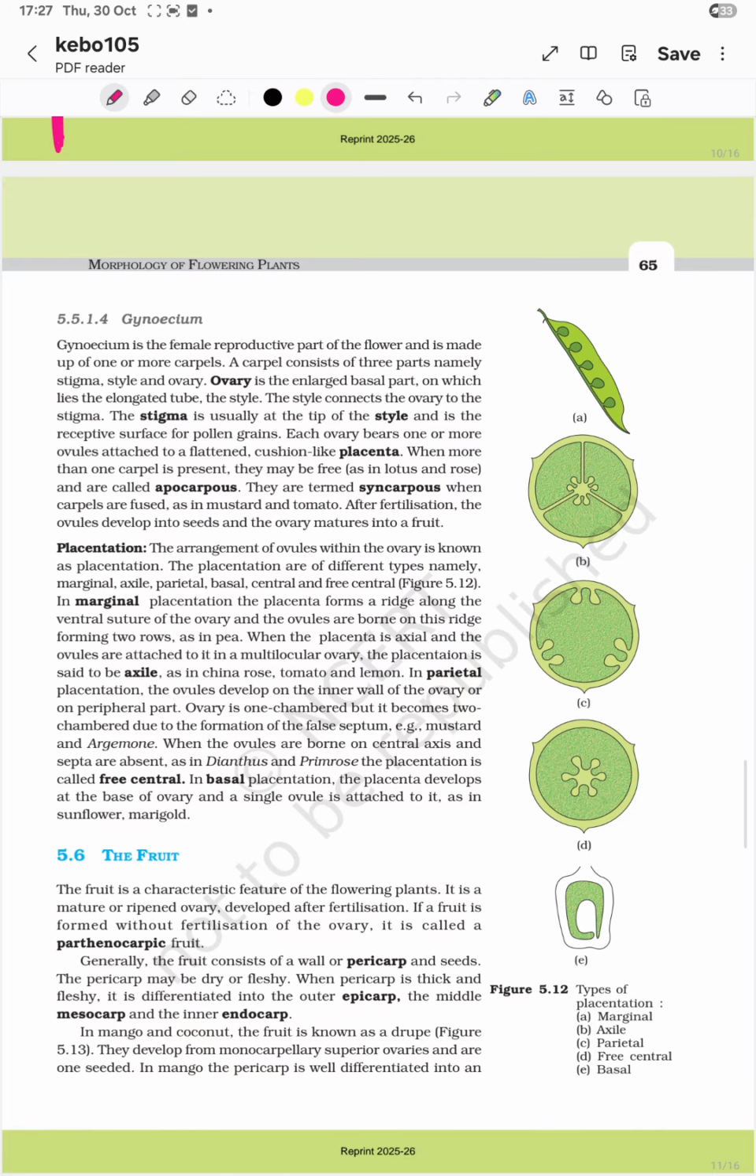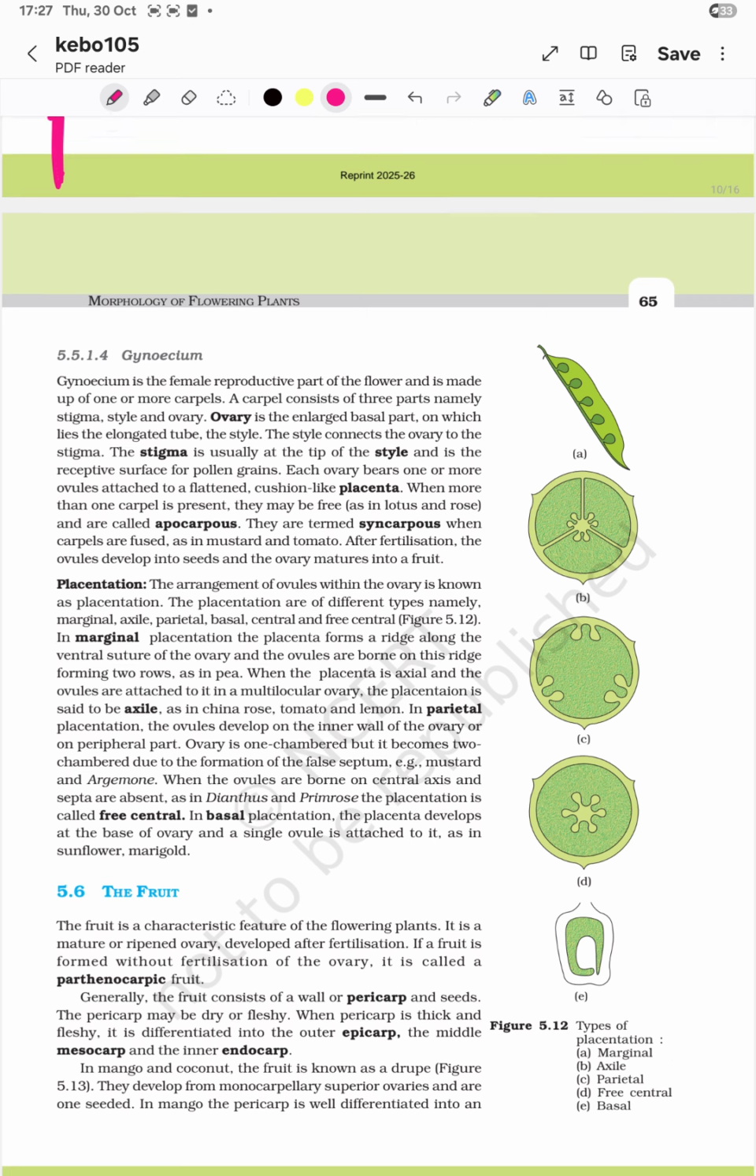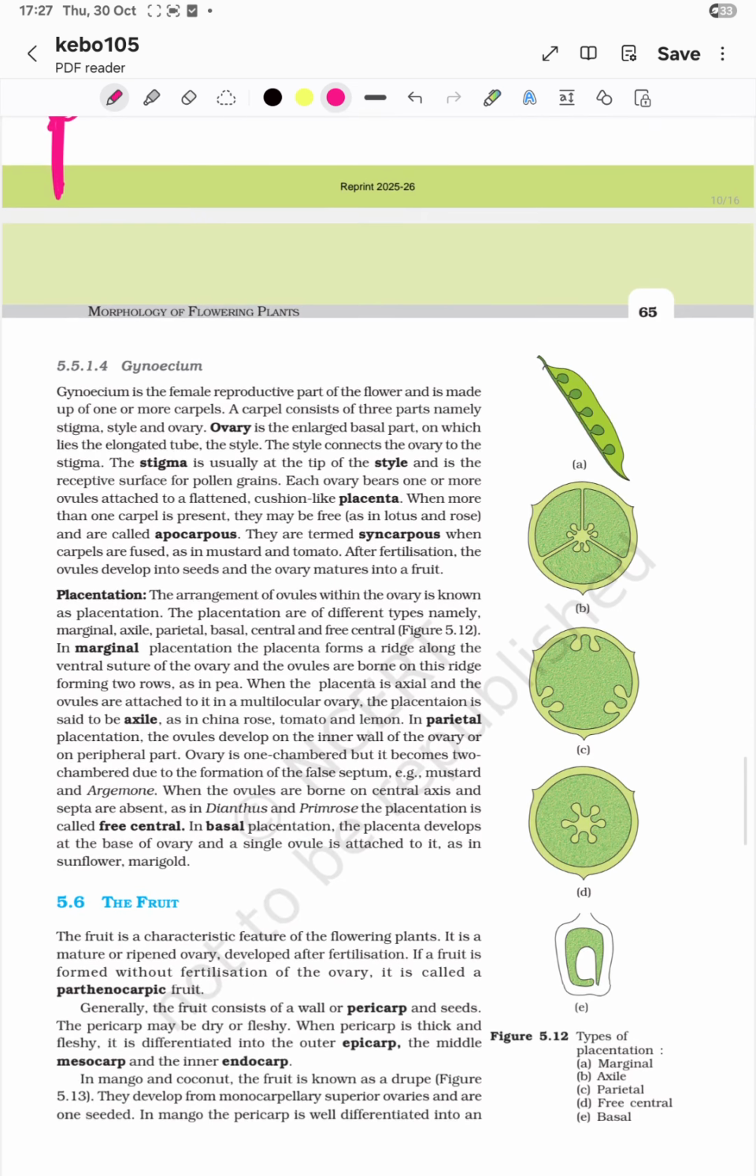Now gynoecium. Now let's go back to the ovary. That is the pistil. This is the female reproductive part. It consists of stigma, style, ovary. Ovary is elongated. The main thing is now you have to go to placenta. Placenta means the ovary bears many ovules. These ovules are attached to a cushion-like structure called a placenta. Now again, we are going to the placentation.